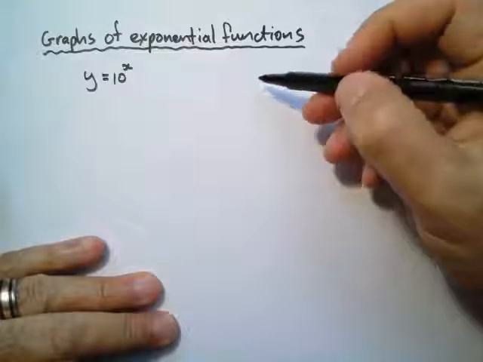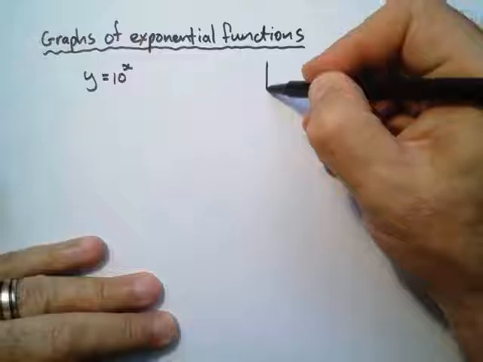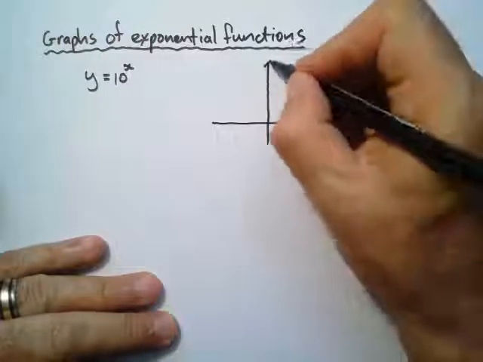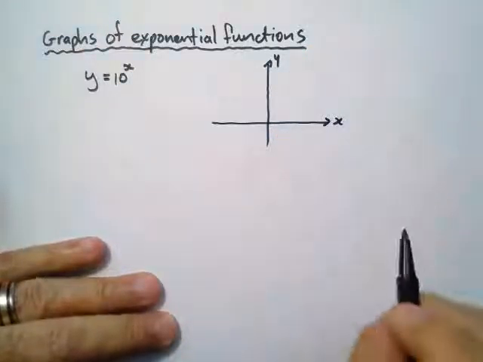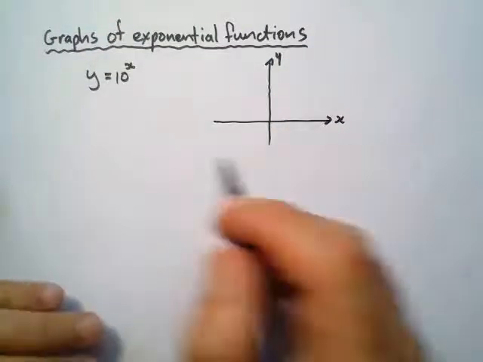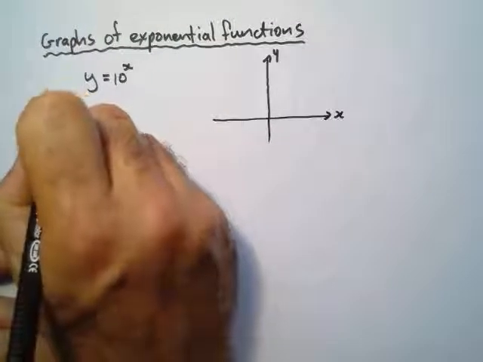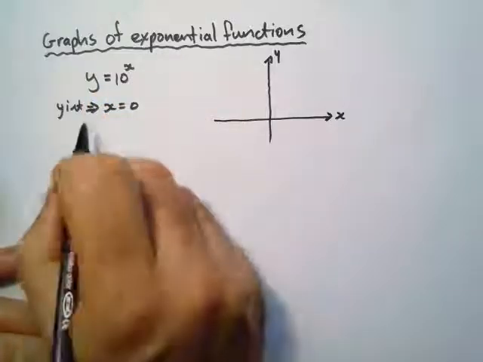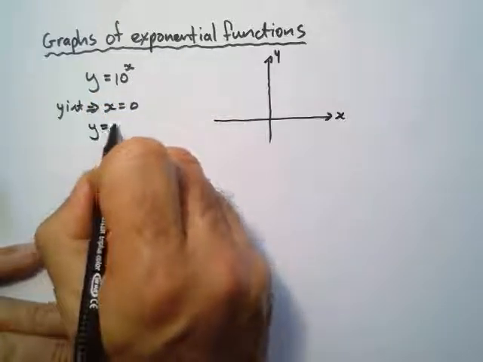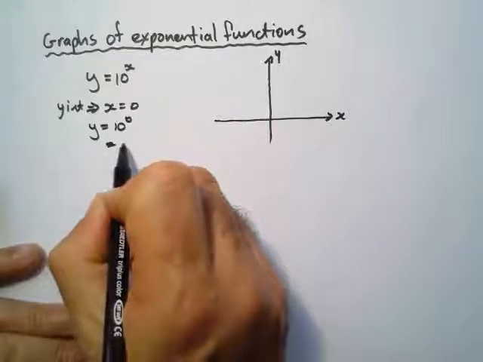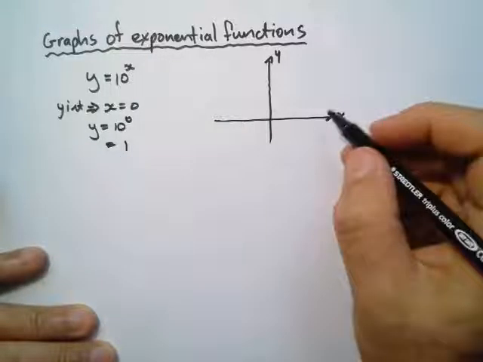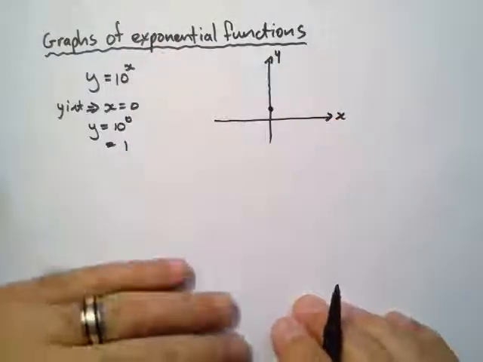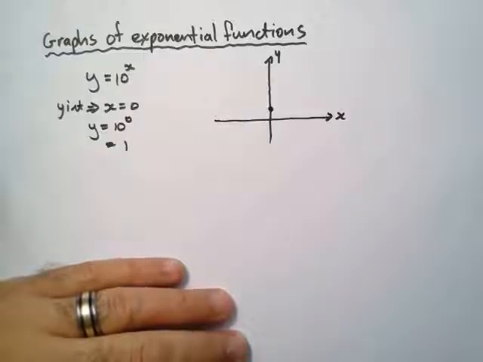Now I'm just going to roughly draw the sketch. I recommend that you use your graphics calculator for any of these. But if this is my y and this is my x, let's have a quick look if I can find out some stuff. My y-intercept is easy. My y-intercept is where x equals 0, which means y equals 10 to the power 0, and anything to the power 0 is 1. So when x is 0, y equals 1.